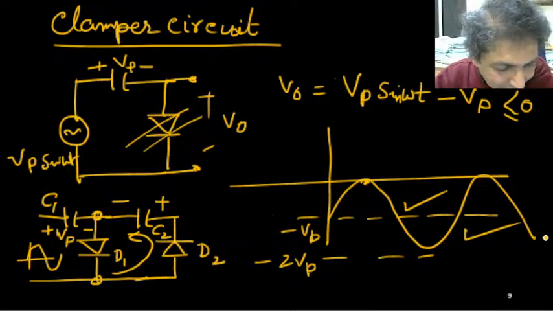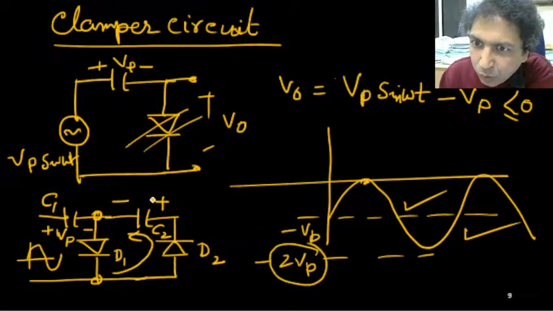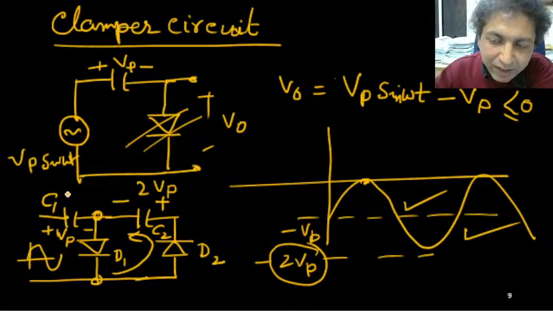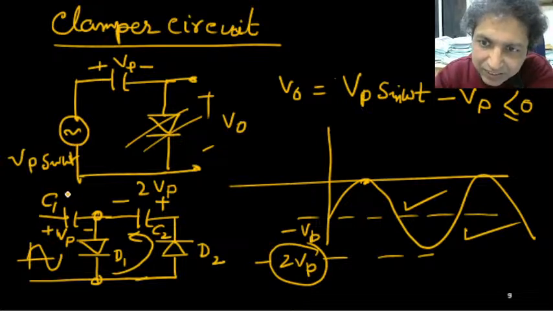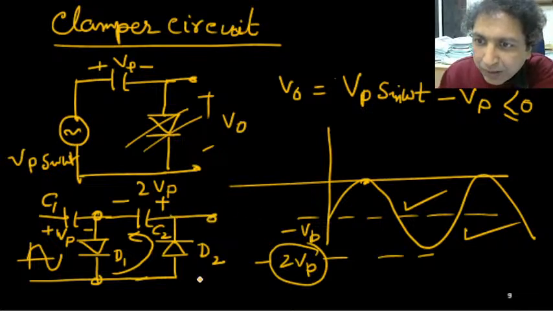Okay, yes, it will be 2 Vp because this maximum potential is 2 Vp, so it will go up to 2 Vp. So first capacitor will have the charge and potential is plus Vp, but second capacitor is having double voltage, minus 2 Vp actually. So it is called voltage doubler circuit. Double voltage you will get. Okay, and you can find out total output voltage here as well.